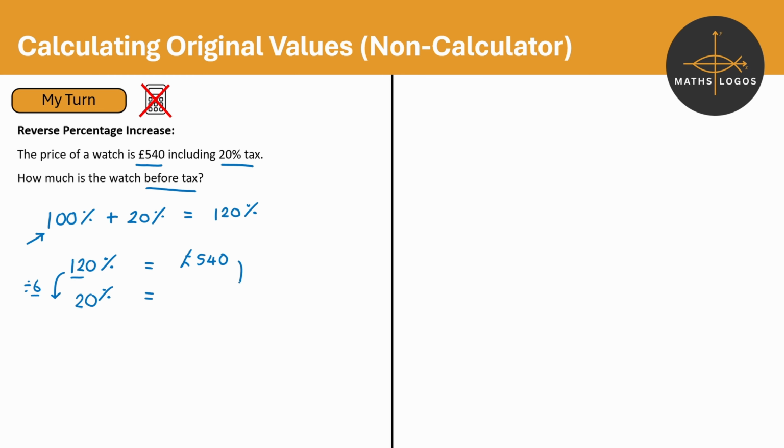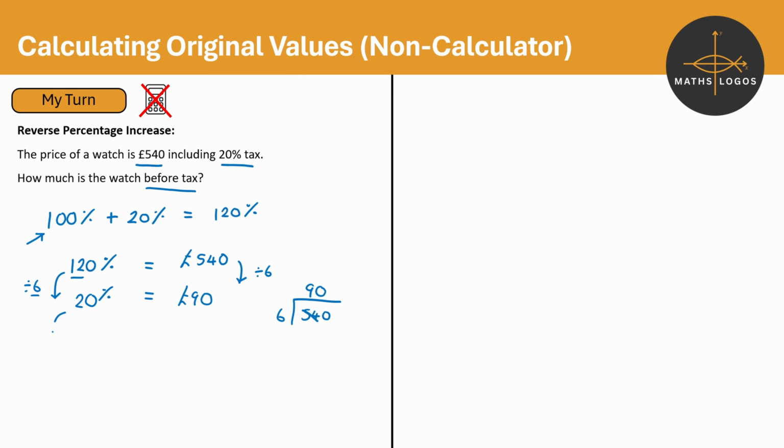I'm also going to divide this by 6 as well. And I'll do that using my short division. So £540 divided by 6. 6 goes into 54 9 times, and 6 goes into 0 times. So 20% is equal to £90.